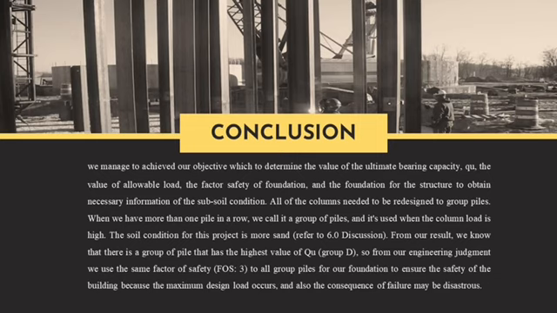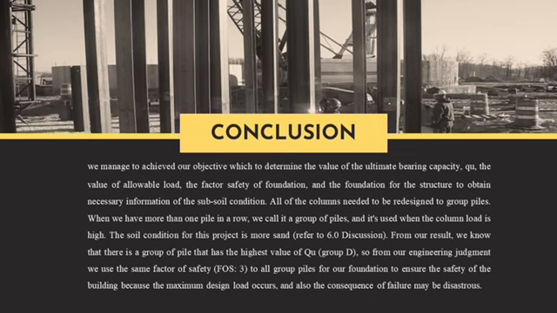So we found that all the columns needed to be redesigned to group piles. When we have more than one pile in a row, we call it a group of piles, and it is used when the column load is high. The soil condition for this project is mostly sand, as I referred to in the chapter 6 discussion.